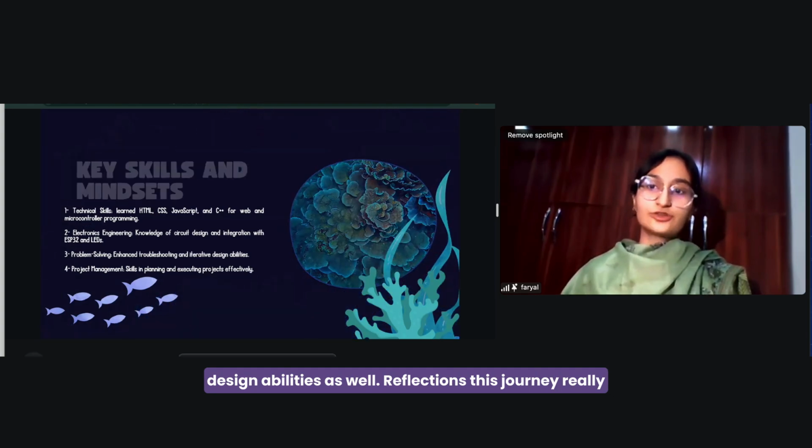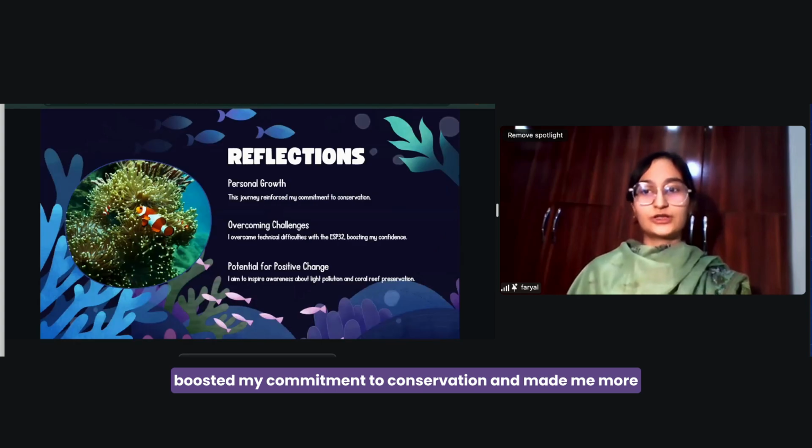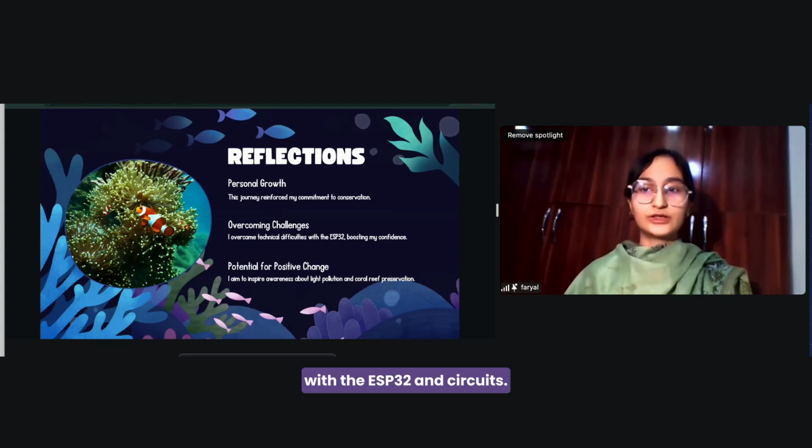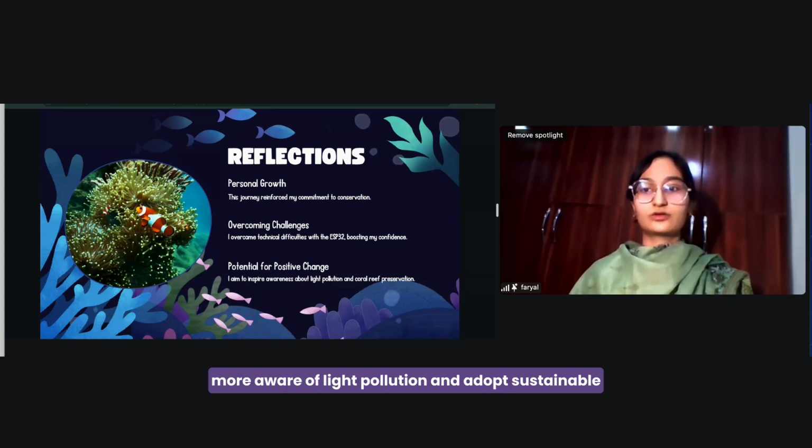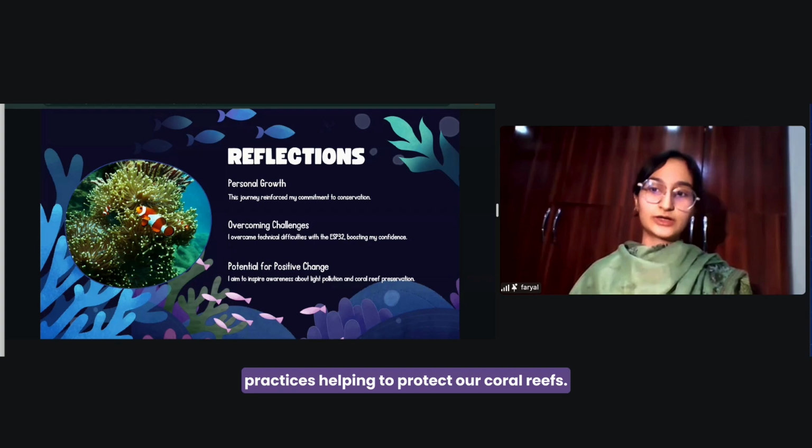Reflections. This journey really boosted my commitment to conservation and made me more resilient and proactive. I ran into some technical issues with the ESP32 and circuits, but after some research and practice, I figured it out. And I think this project could inspire communities to be more aware of light pollution and adopt sustainable practices, helping to protect our coral reefs.